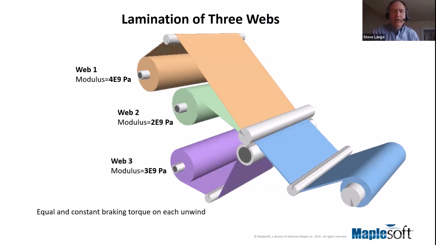But in this initial example, we're going to pull all these webs with the lamination nip and wind up this laminate on a winding roll. And we're going to start off with the same breaking torque on each unwind. And they're all equal and constant during the simulation.